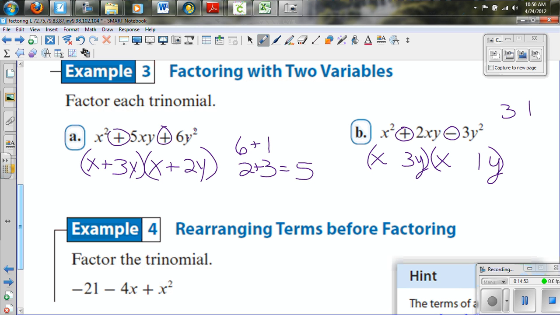So if we do that, a positive 3 and a negative 1 will give us a positive 2. So x plus 3y and x minus 1y. And you may see this written this way, x plus 3y and x minus y. They sometimes drop that negative 1 in front of the y. You don't really need it. That's the understood 1.